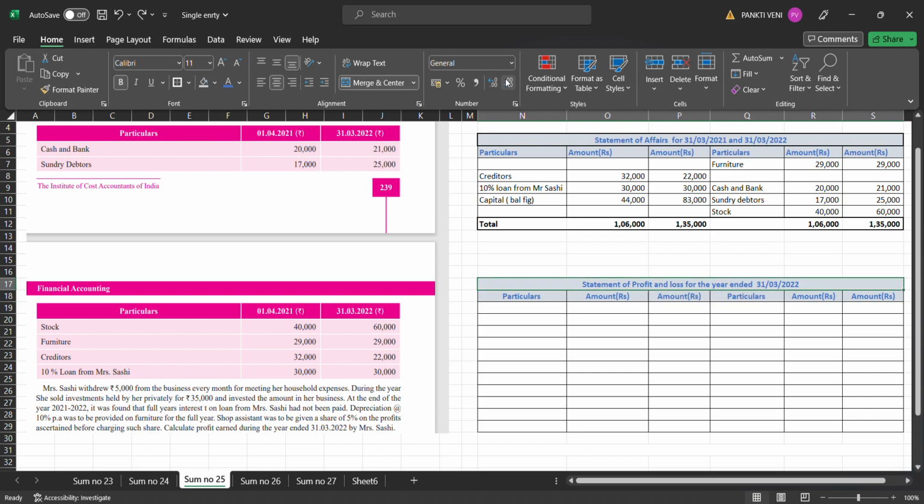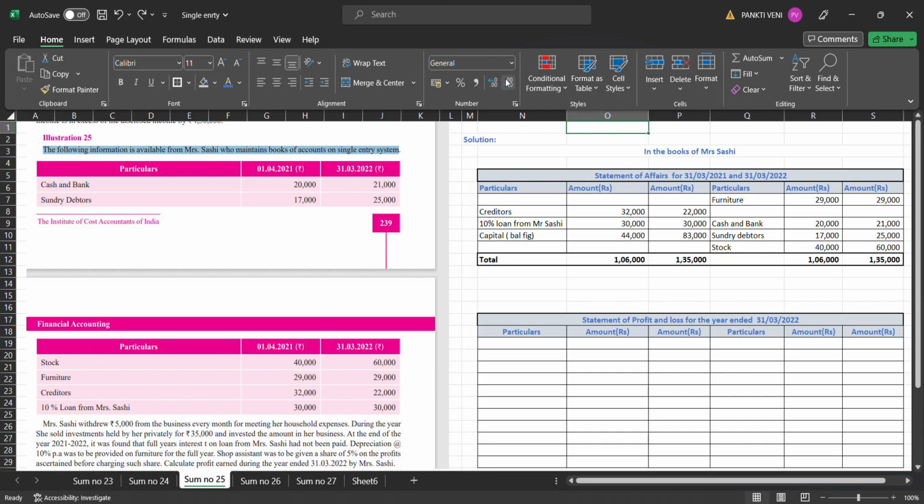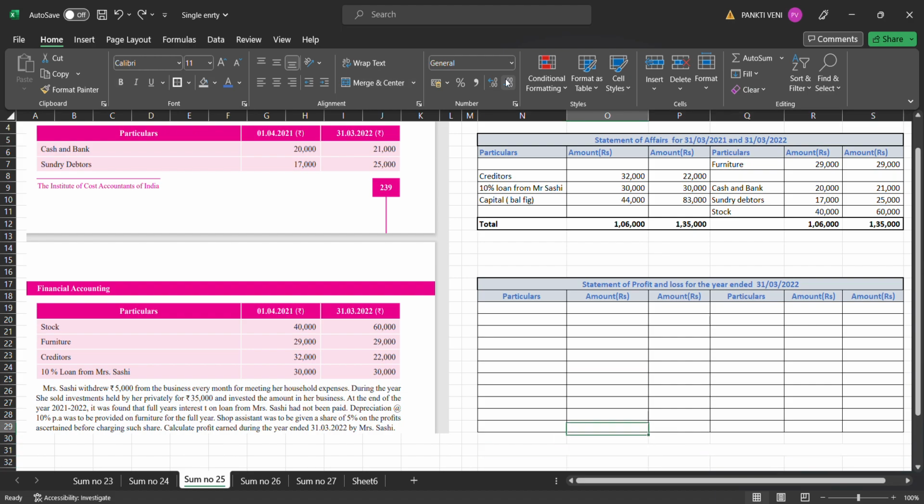Since they have not specified whether to go for P&L account or statement, I can go for anything. Statement is most preferred. Here they have not specified anything, but still they have prepared profit and loss account, so I'll also prepare profit and loss account. If you prepare profit and loss account, then the statement word will not come. But in your module, they have shown statement and then they have prepared profit and loss account. So let me take you through it.